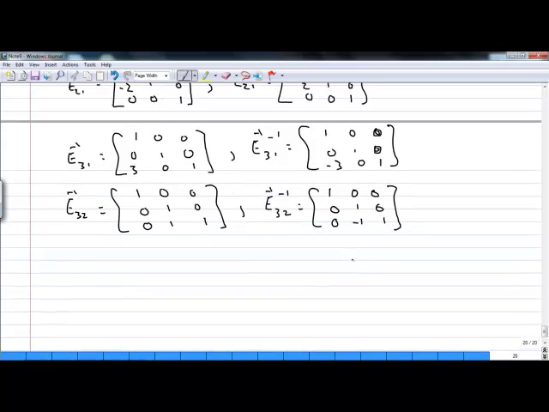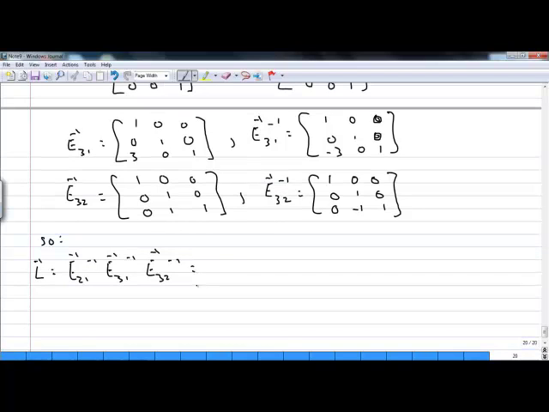Okay, so now we can find L, which is equal to E21 inverse times E31 inverse times E32 inverse, which is equal to this matrix, which is equal to L. Now, of course, you could have just multiplied E32 times E31 times E21 and taken the inverse of that, but you see that it's much easier to do it this way because you don't really have to go through any tough calculations to find the inverse of these individual elimination matrices.